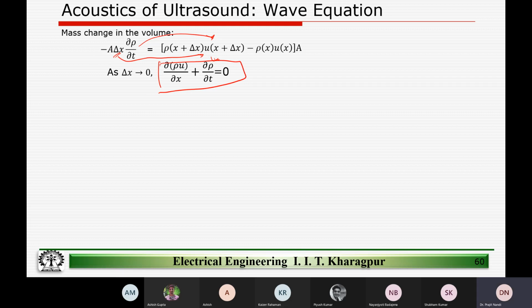And hold on to your horses, as I said. What does all this signify? You will see the significance. Everything will converge into nice electrical equations or electrical equivalent models. So is this clear? Any question up to this point?